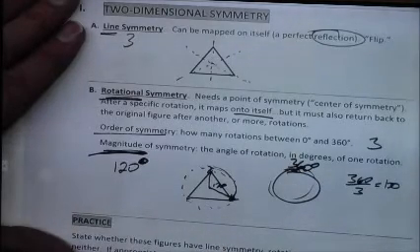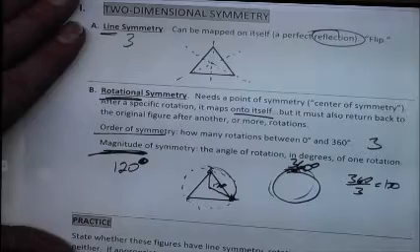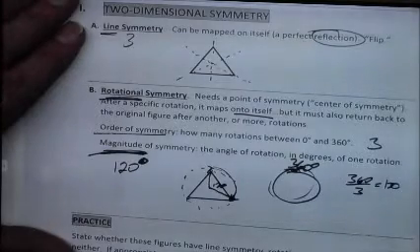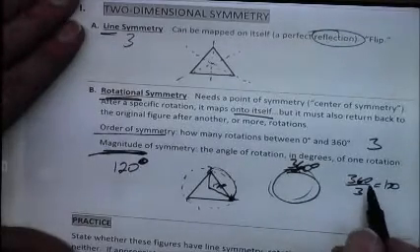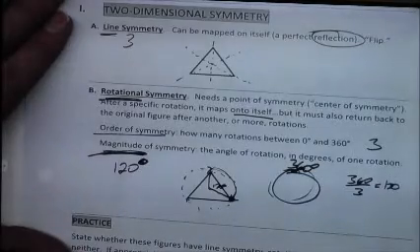So if you had something like a square, it would rotate once, twice, 3, 4 times, and you get back to the beginning. So that would be 360 divided by 4. You basically make a 90-degree turn each time.